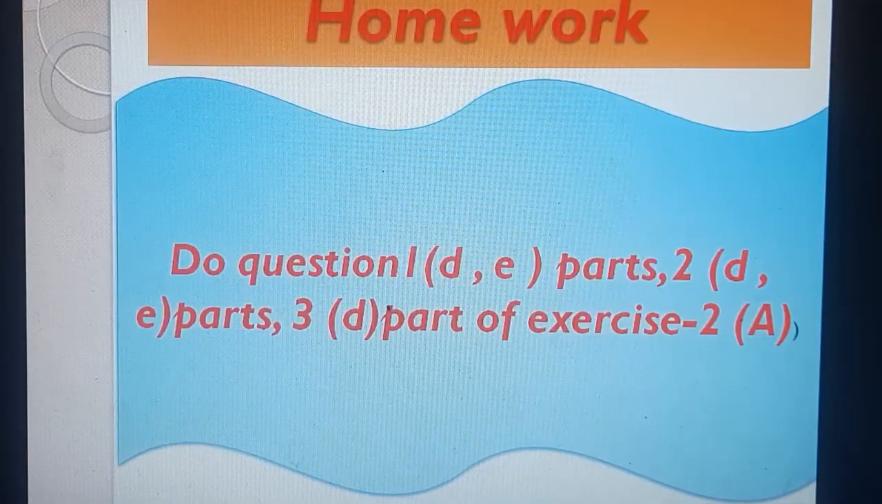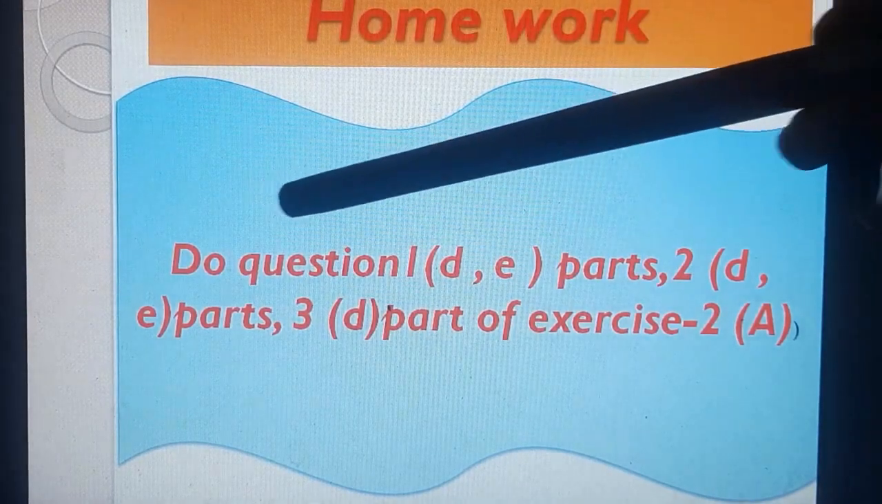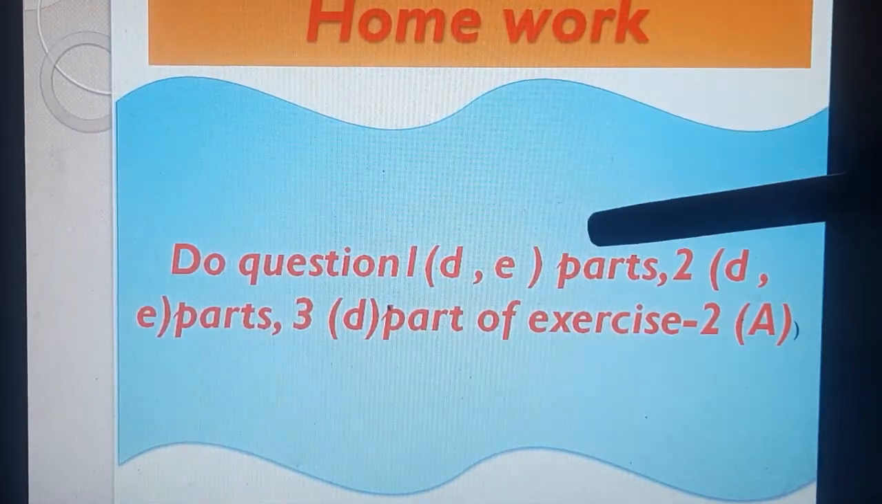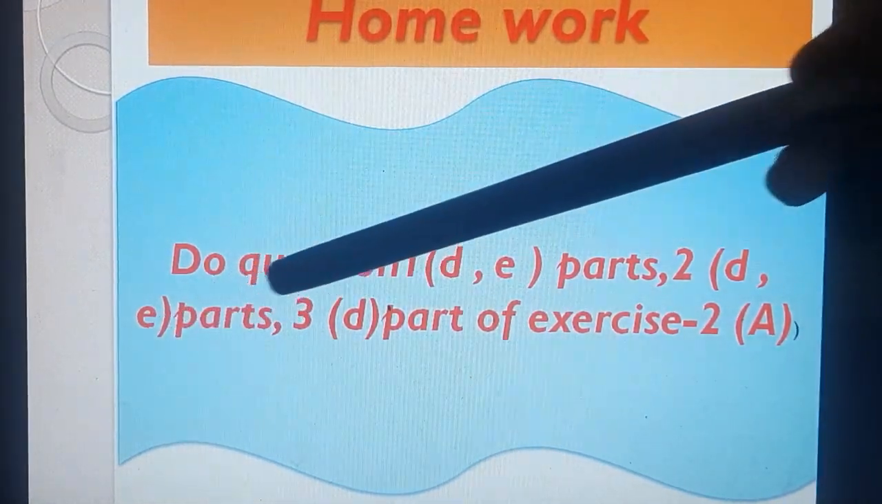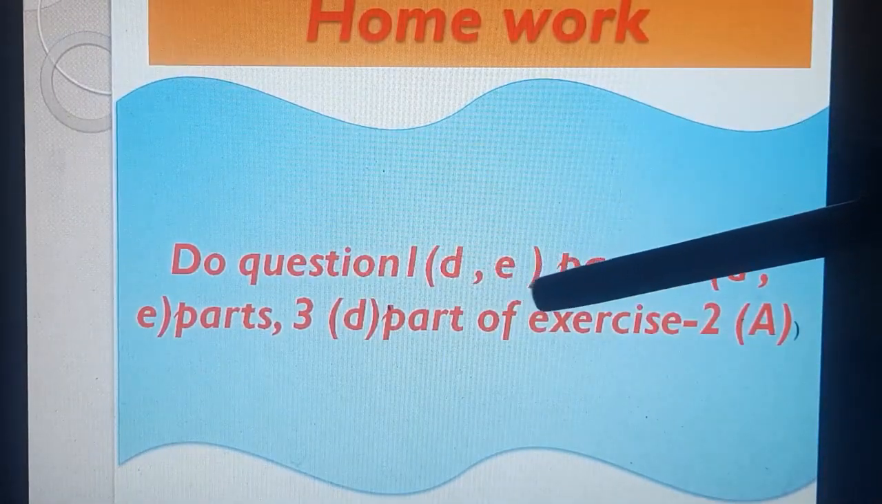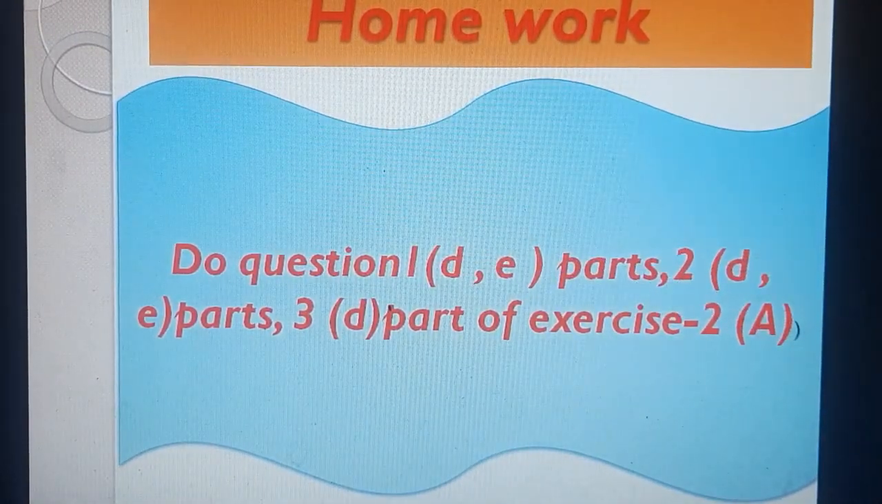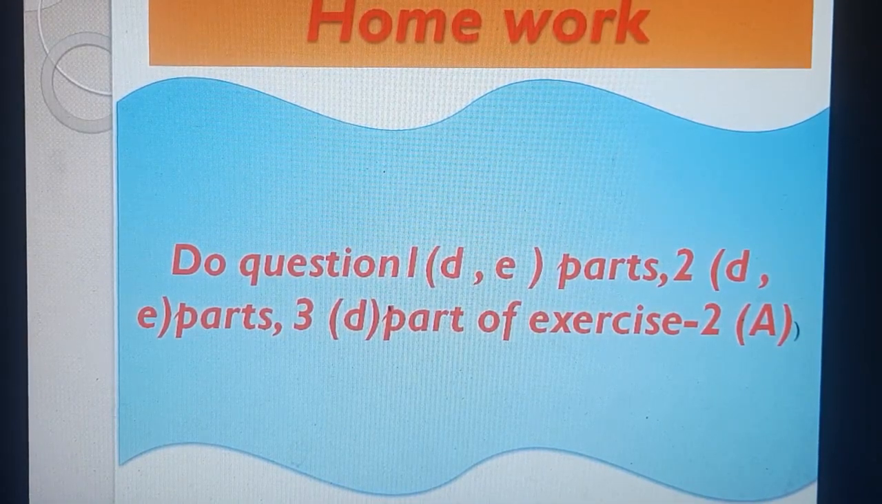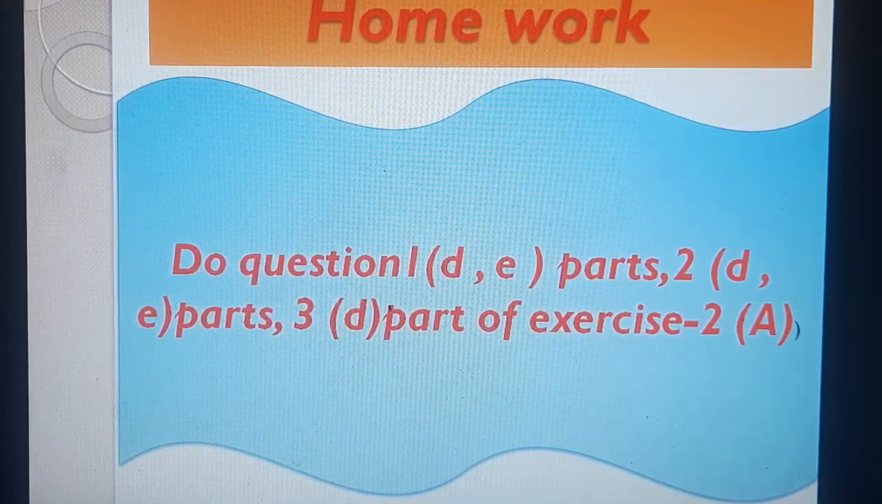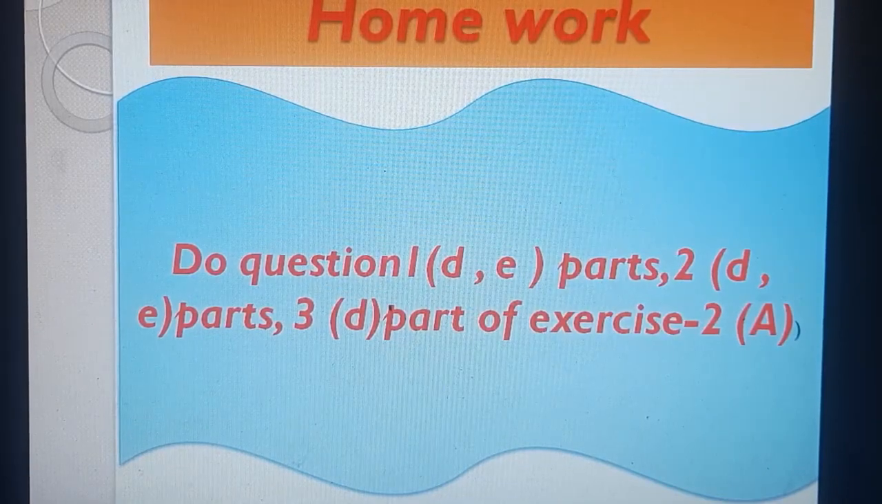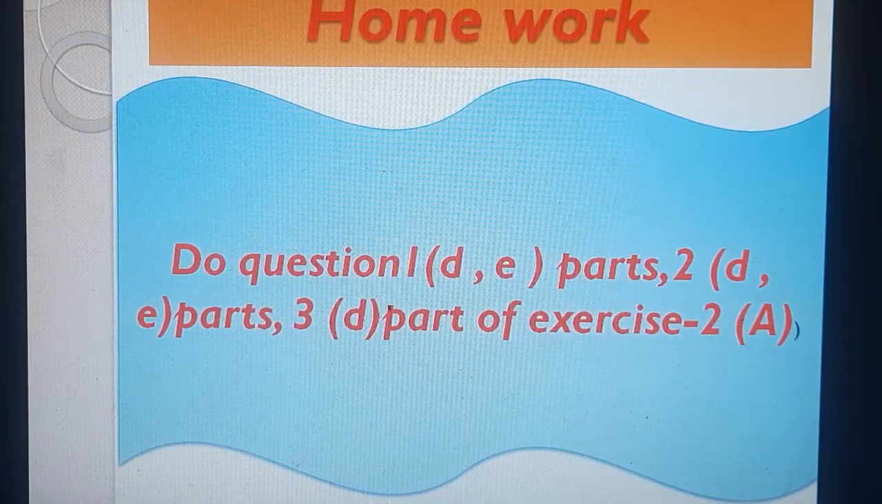Now it's time to take homework. Your homework is do question 1, D and E parts, question 2, D and E parts, question 3, D part of exercise 2A. The types which we have done in this lecture. You have to do the practice sums of the same type. Okay? So do these questions in your practice notebook. Read the question carefully, understand it and then you follow the process and do your solution. Okay beta? And you have to do neat work. Use pen for your work.